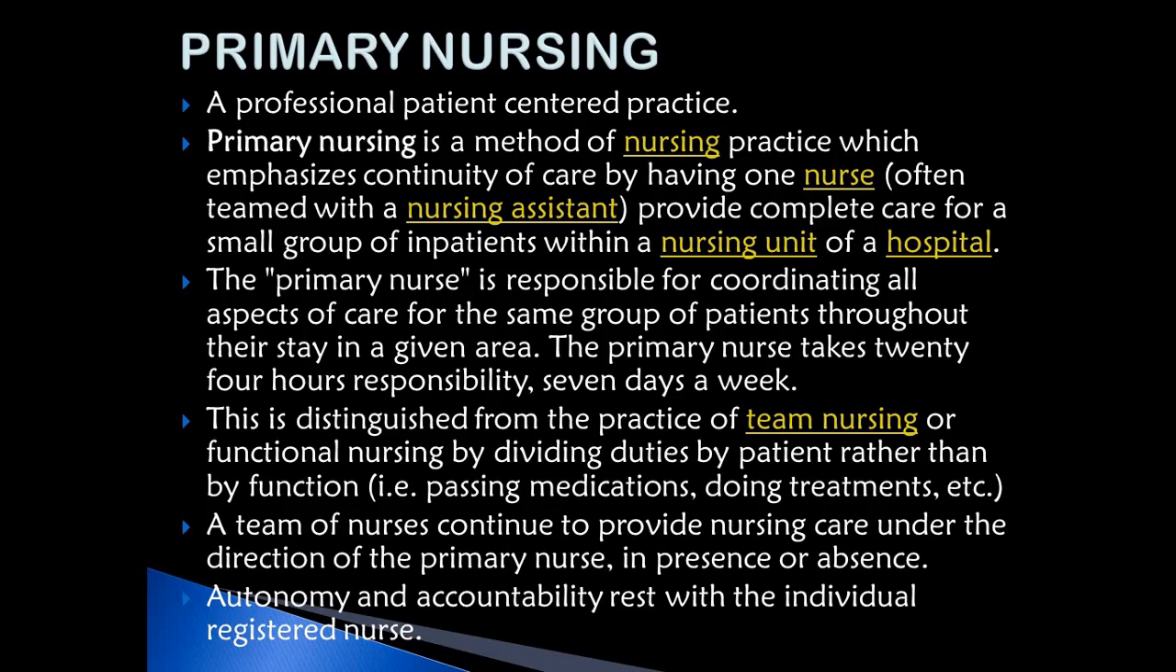The primary nurse is responsible for coordinating all aspects of care for the same group of patients throughout their stay in a given area. So what happens here? A nurse who is referred to as a primary nurse takes care of patients within their stay in hospital. They are allocated a group of patients and you take care of their stay in hospital. All their needs, whatever care they are to receive, that will fall squarely on the primary nurse. Is the one to plan for their services, for them to get services in the hospital.